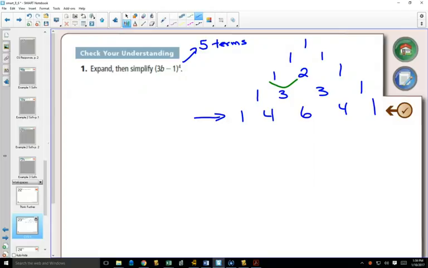So when we try to expand this, we're going to find out that 3b minus 1 to the power of 4 is going to equal, and you're going to have to try to space the coefficients out so you have enough room to write things in between. Those will be our coefficients.